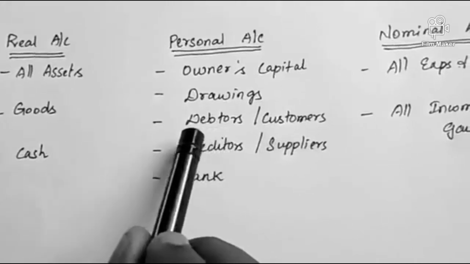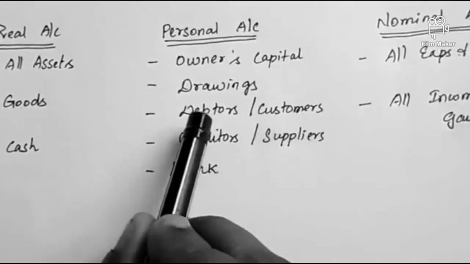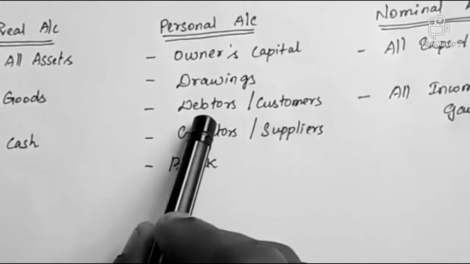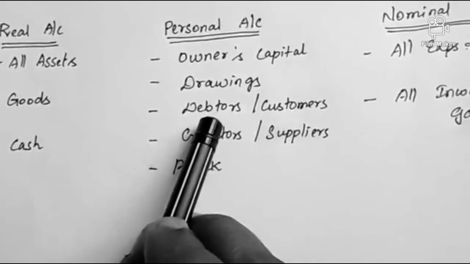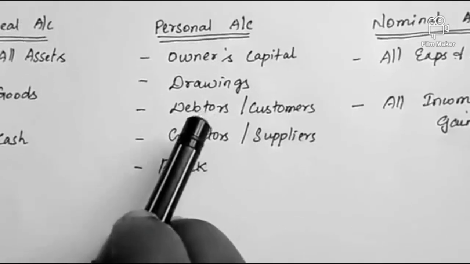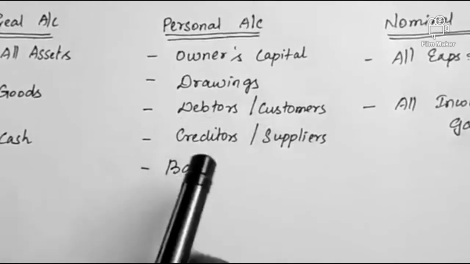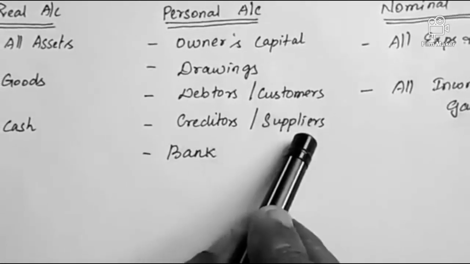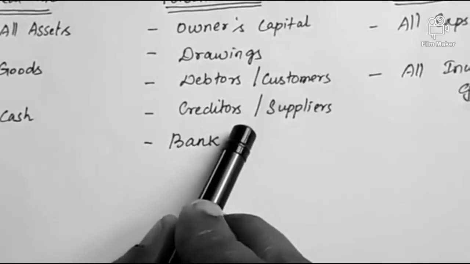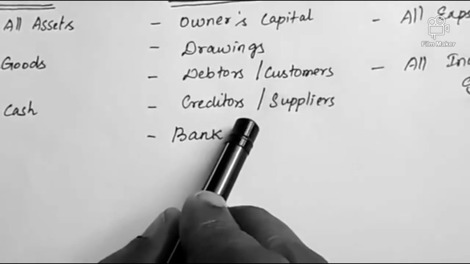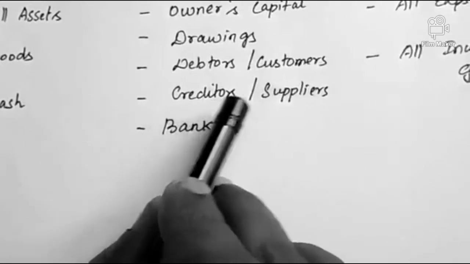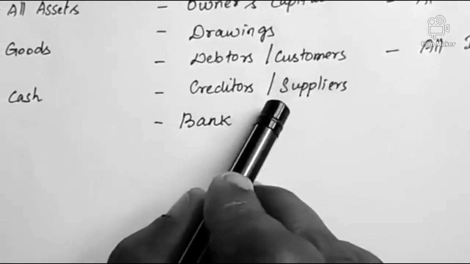Okay, then the next one is debtors. Debtors means customers. A customer is a person who receives benefit from the company without paying any money. In future they are going to make payment to the company. Till such time they are called debtors. They are due to the company. That also comes under personal account. The next one is creditor. Creditor means supplier. The person who gives benefit to the company without receiving any money or benefit from the company is called a creditor. In future we need to make payment to the creditor or supplier. So that also comes under personal account.